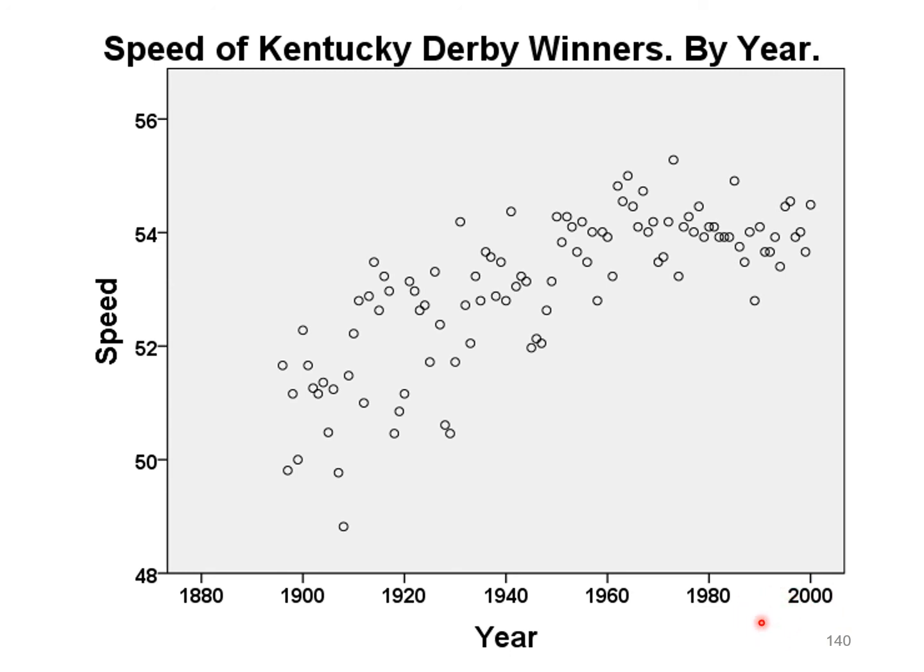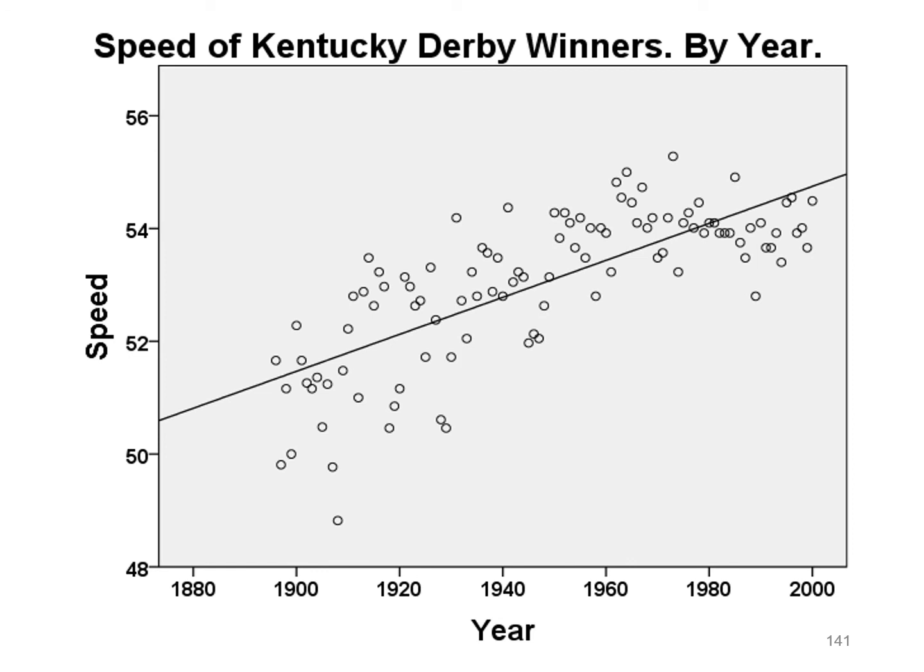Now what would you approximate the speed of the winning horse in 2000 to be? Right, so the speed of this winning horse would be around 54 or 55. Now what about our research question? Has the speed of Derby winners changed over time? How has this changed? Well, we can see that over these 100 years, the speed has seemed to increase.